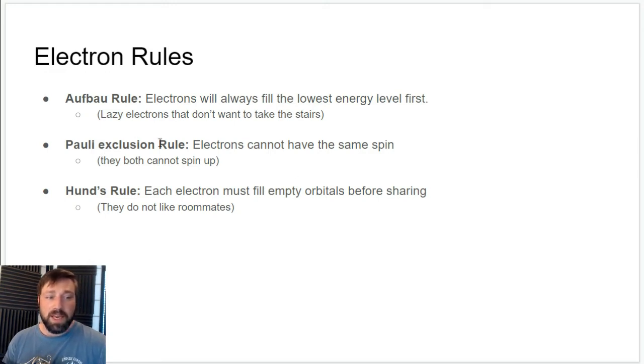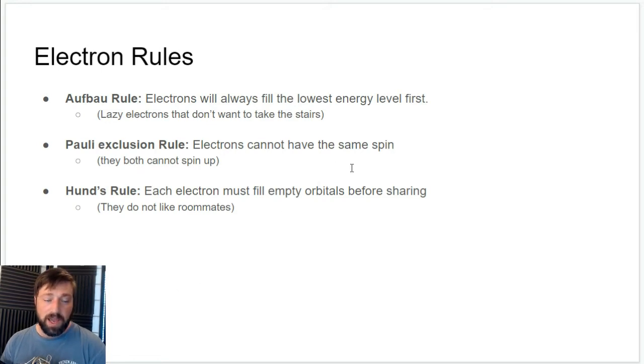So they want to be in that first energy level. The next one is the Pauli exclusion rule. Electrons do have spin. Don't worry exactly what spin is. I mean, there are graduate students in physics that ask, what exactly is spin? So don't worry too terribly much about it. All you need to know is that the electrons cannot spin the same way. So if one is spinning up, the other must be spinning down. So if they are sharing a room together and one's spinning up, the other must be spinning down in the opposite direction. And then we have Hund's rule.